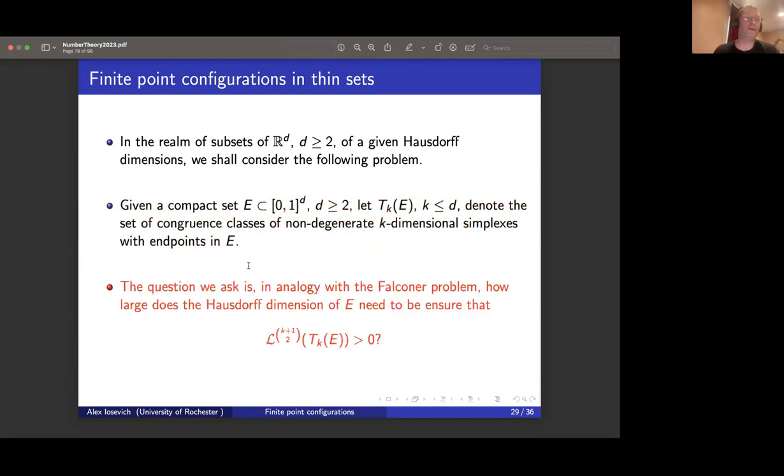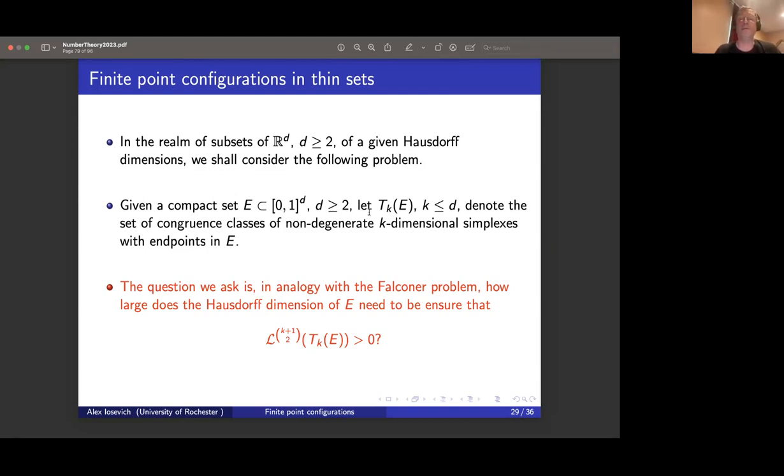And the question here, in analogy with the Falconer problem, and this is a question that's received a lot of attention over the last decade or so, is how large does the Hausdorff dimension of E need to be to ensure that the (k+1 choose 2)-dimensional Lebesgue measure of the set of these congruence classes is positive? So why (k+1 choose 2) dimensional? This is the generalization of the side-side-side principle from high school geometry. If you want to determine a congruence class of a non-degenerate triangle, it's enough to know the triple of the sides.